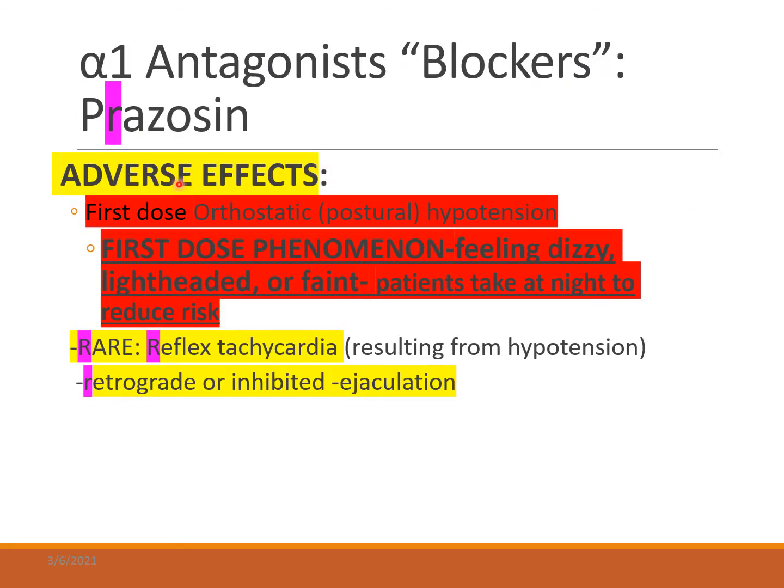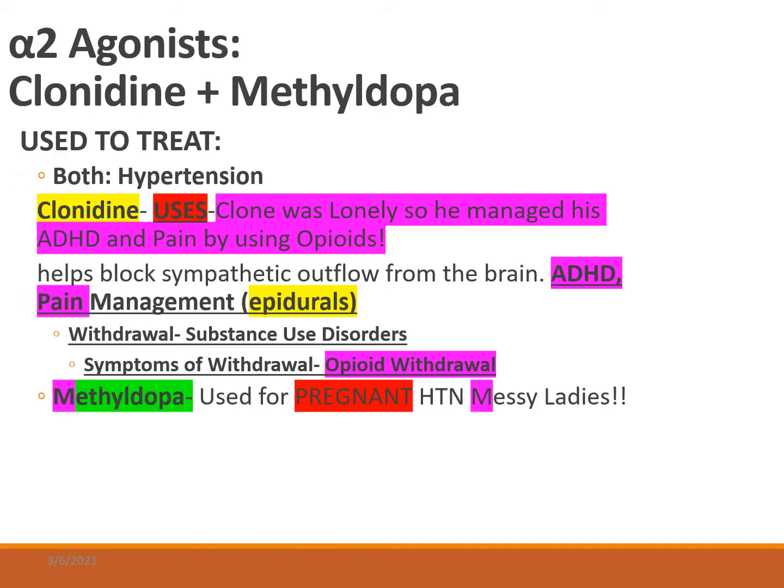What are the adverse effects of prazosin, an alpha 1 antagonist? The mnemonic over here is R. All these are the adverse effects: reflex tachycardia, retrograde ejaculation, and first dose phenomenon seen with prazosin.